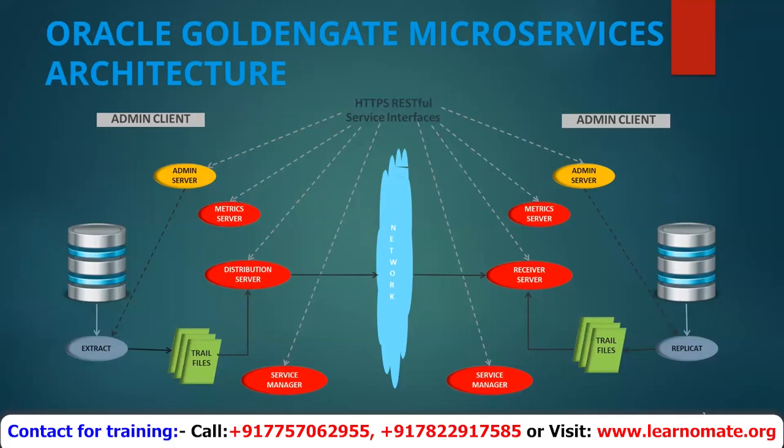Another important thing is GGSCI. In classic architecture you have GGSCI, and you do all the configuration from GGSCI. In microservices, you have the admin client, which is the command prompt of GoldenGate in microservices architecture.